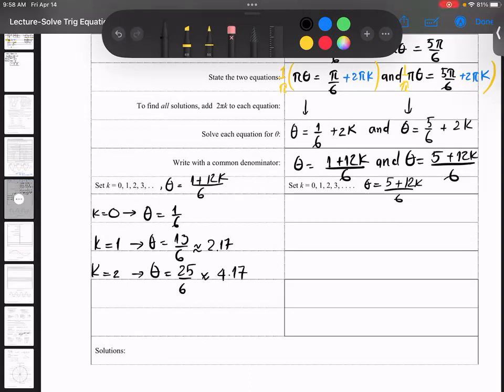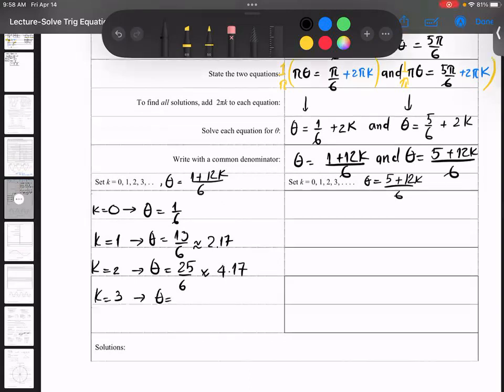When k equals 3, 12 times 3 is 36, plus 1 is 37. So 37 over 6 is roughly 6.17, very close to 6.28. When k equals 4, 12 times 4 is 48, plus 1 is 49. It's roughly 8.17. And then you stop.